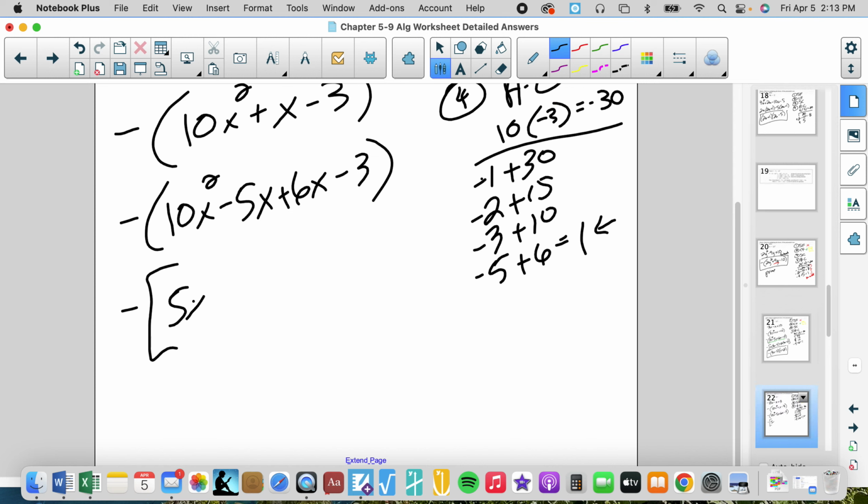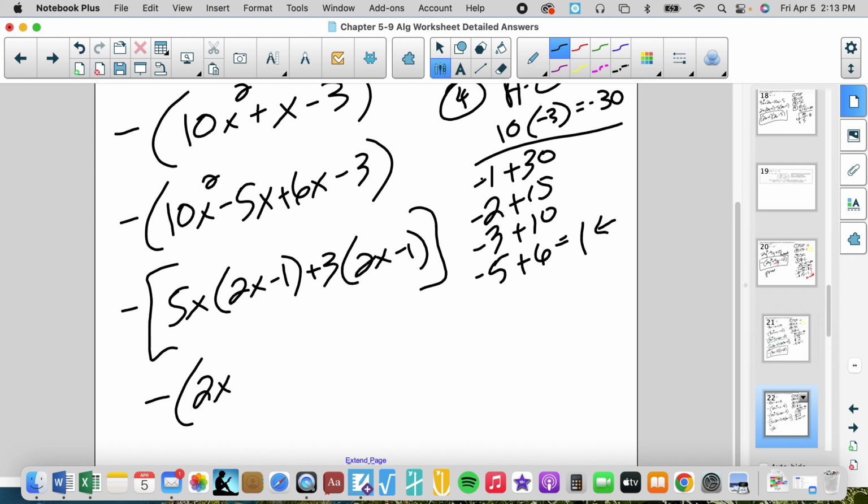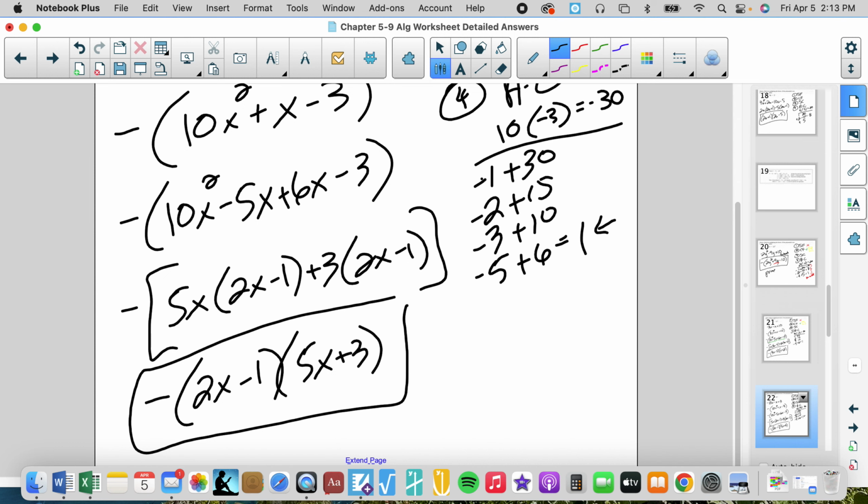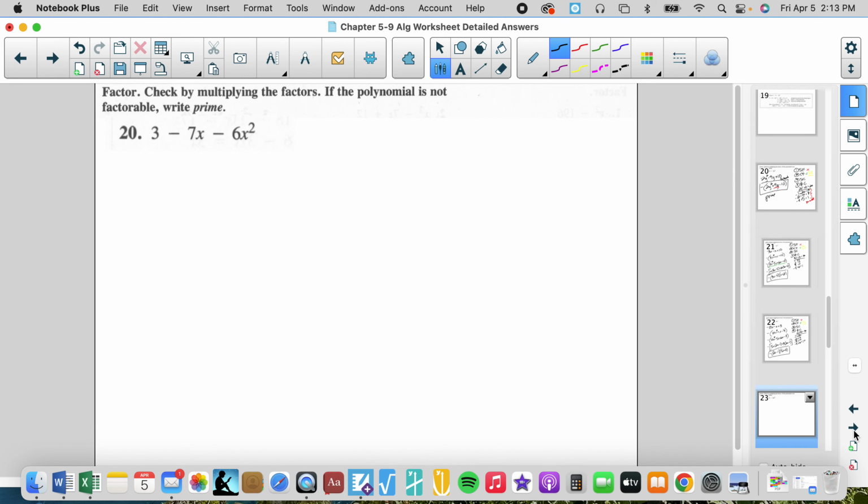We're going to factor out a 5x from the first two. That leaves us 2x minus 1. We're going to factor out a 3, which gives us 2x minus 1. And we get the opposite of the quantity 2x minus 1 times the quantity 5x plus 3. And I am very certain, very confident that my work is correct.